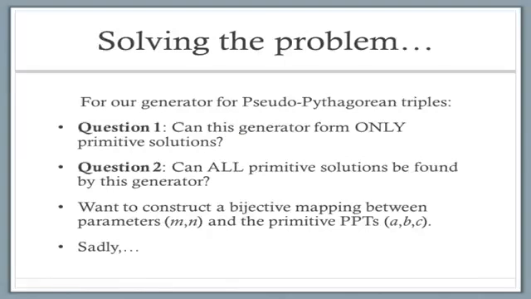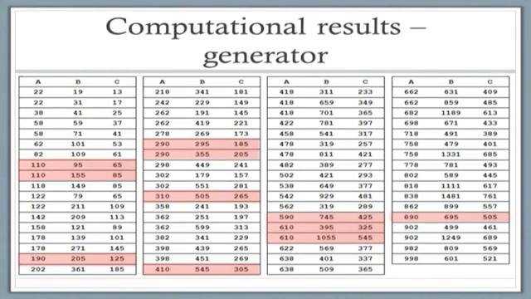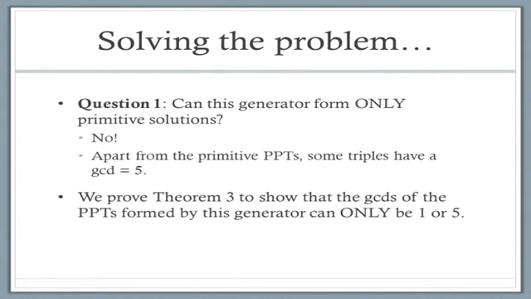We want to ask two questions about this generator. The first one is whether this generator forms only primitive solutions, and whether all primitive solutions can be generated by this generator. However, in this table, we generate the first few results with our generator and find that some of them are PPTs with GCD equal to 5. Therefore, the answer to the first question is no.